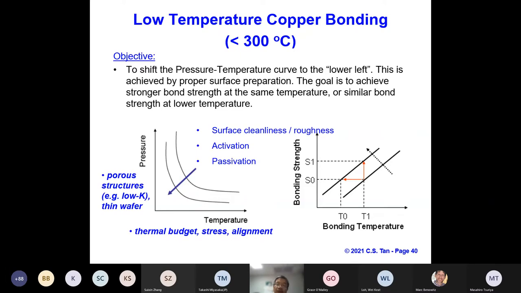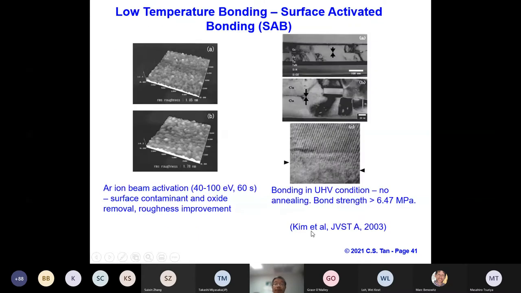Okay, so the motivation behind this work in the late 2000s or so really is about how can I reduce the bonding temperature, right? The way to think about that is that at the same bonding temperature T1 here, how can I achieve a stronger bond? Okay, that is one way to think about that. The other perspective is that for the given bond strength that I want, how can I achieve it at a lower temperature? Okay, so depending on what you want, right? So I will start with some historical review.